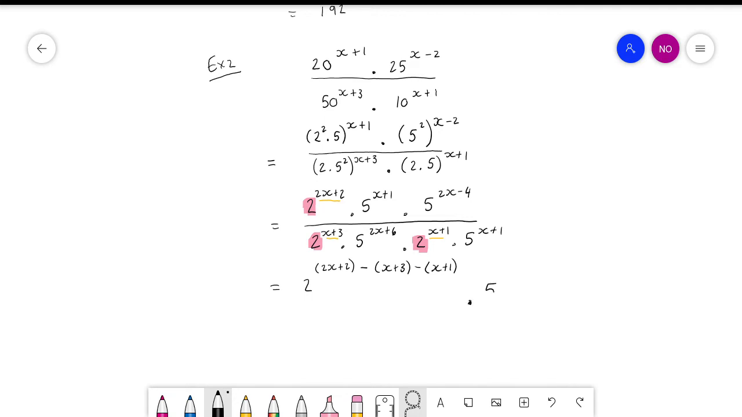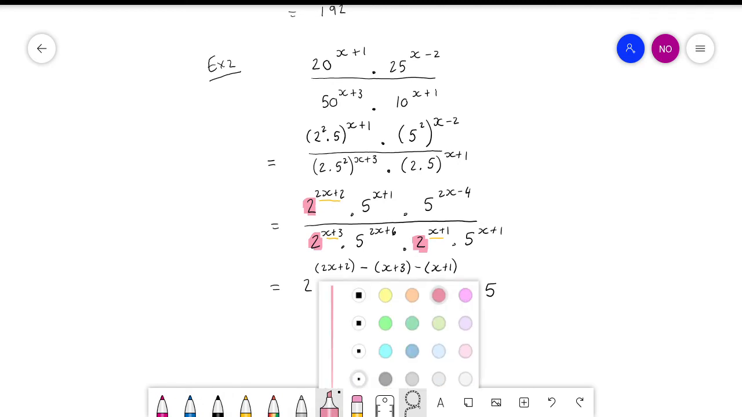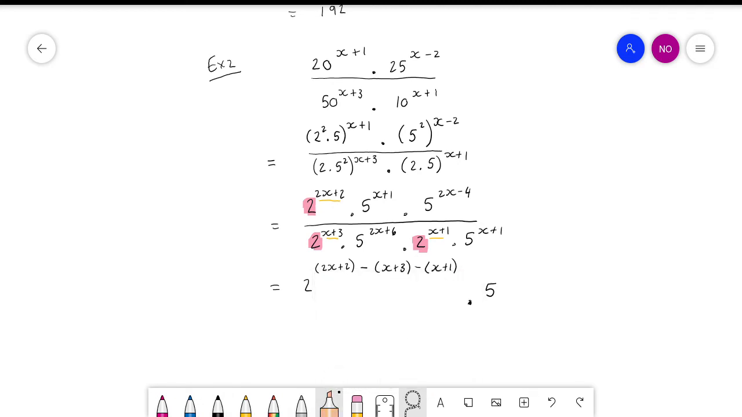Now I'm looking at 5. Do you guys agree? There's the two at the top, I'm going to add together because they're being multiplied with one another. And then I'm going to subtract the two at the bottom again.